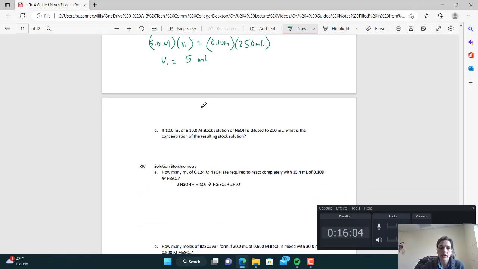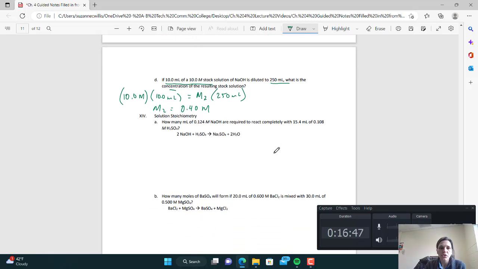All right, and then one more. So if 10 mL of a 10 molar stock solution is diluted to 250 mL, what is the new concentration? So we started with 10 molar, and we used 10 milliliters, right? Our new situation is we're looking for the new molarity, and we added water to make 250 mL. So this time we just solve for M2. So we take 10 times 10, right, on one side, and then divide by the 250, and the new concentration is going to be 0.40 molar. Okay.